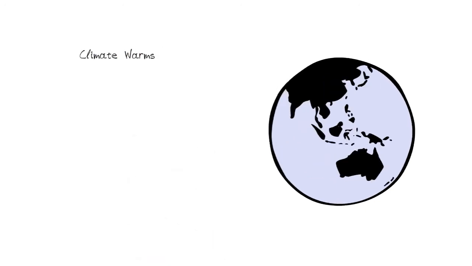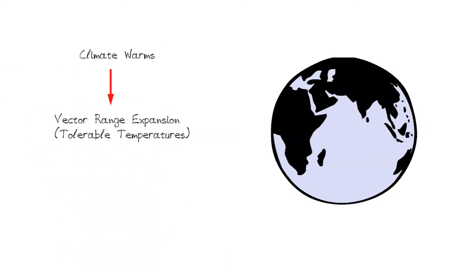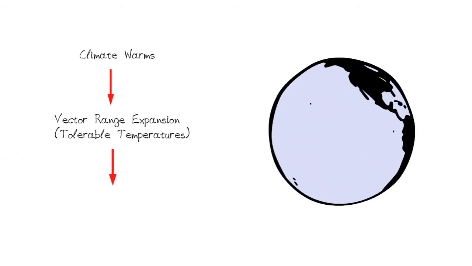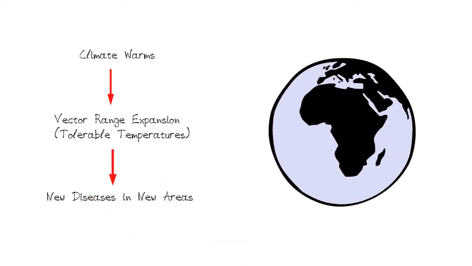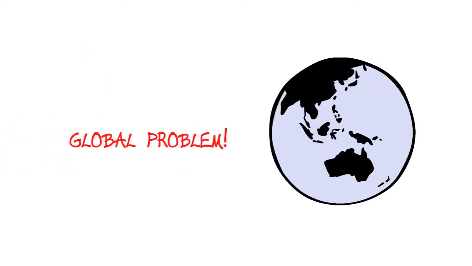Our planet is warming, and as it does, vector populations, such as mosquitoes and ticks, are expanding to new areas, bringing with them new diseases. But it's climate we're talking about, which means this is a global problem. And so as we think about solutions to this problem, we have to think about it in the context of every human that lives on Earth, not just those that live in our communities or our country.